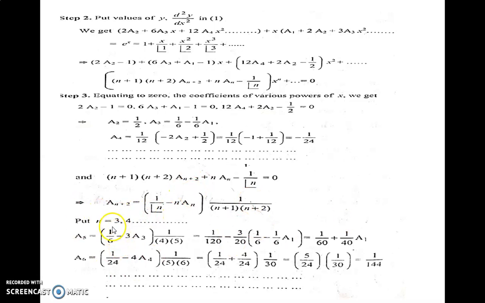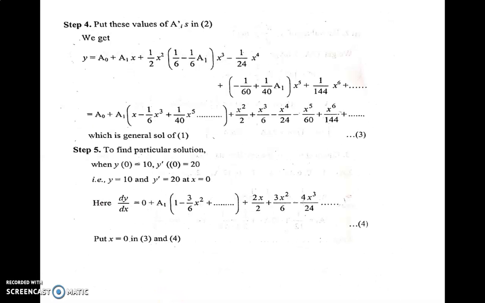Then you will put the values of n as 3, 4, and you will get the values of a5 and a6. You can take the values from here also, a5 and a6 and so on. Okay students, after that put all these values in our main equation, a0 plus a1x, a2, a3, a4, a5 and so on. After that you will take the a0 and a1 coefficients the same, and these x powers are different. So it is the general solution of equation 1.